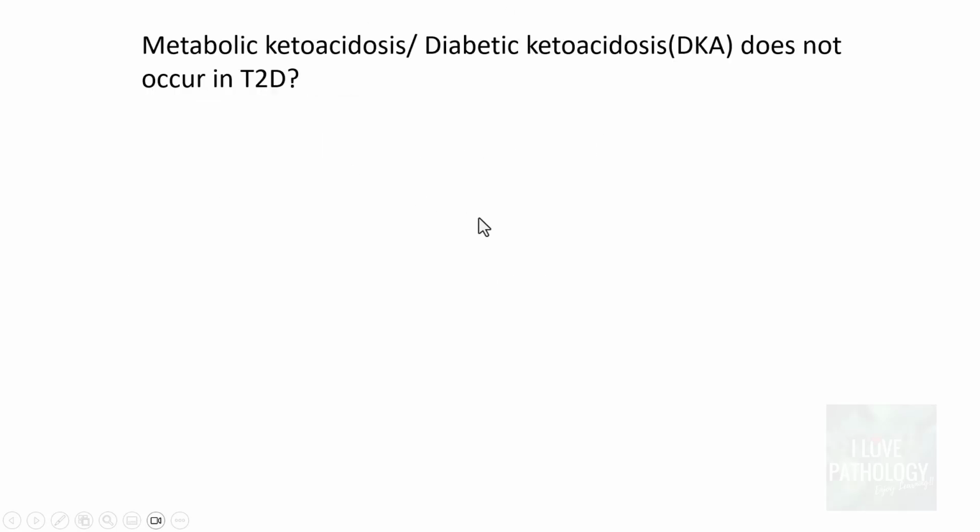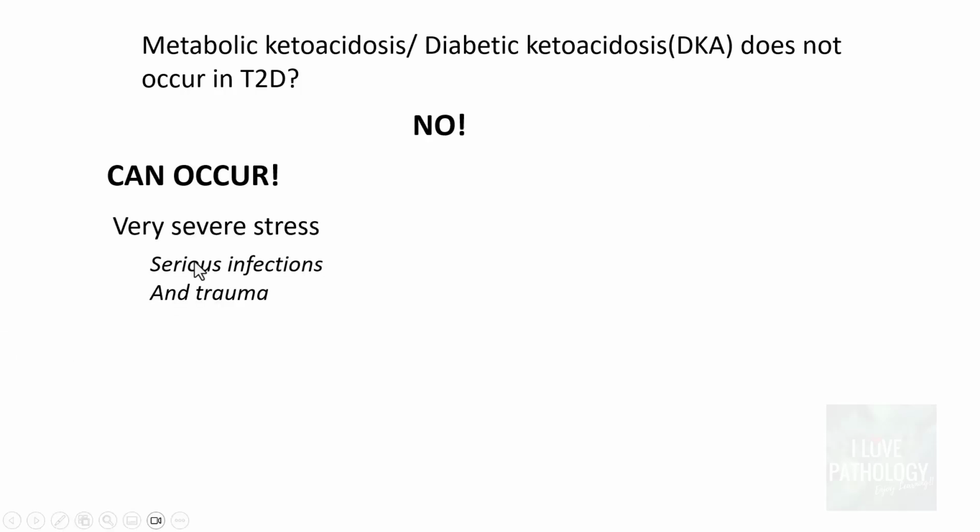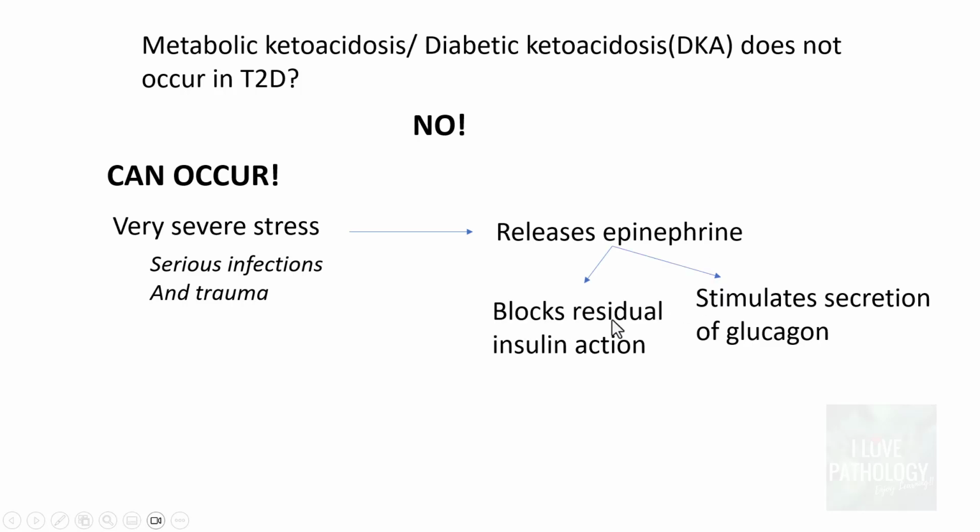Now, having said this, does that mean that diabetic ketoacidosis does not occur in type 2 diabetes at all? Not really. It can occur, particularly when the patient is having very, very severe stress. When I say stress, it is probably due to serious infections and trauma. Now, what happens when there is severe stress? That leads to an increase in catecholamines, particularly epinephrine, and this epinephrine blocks the residual insulin action.